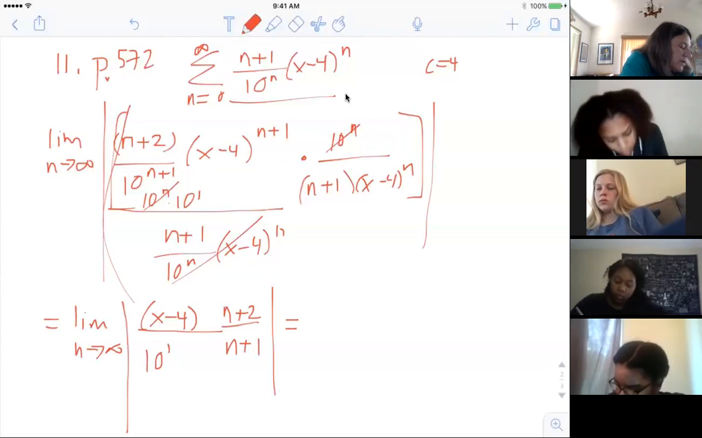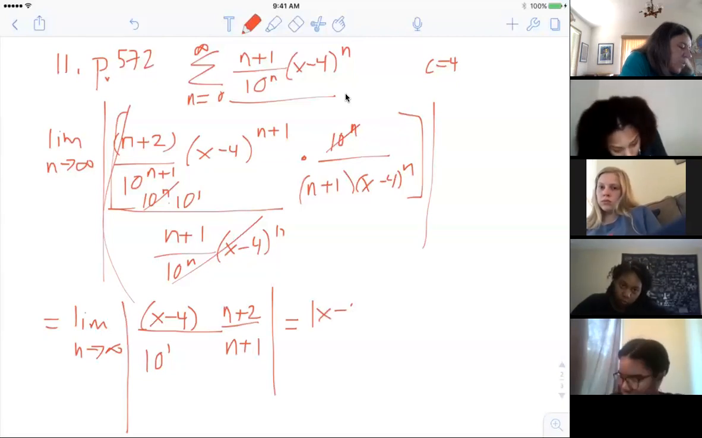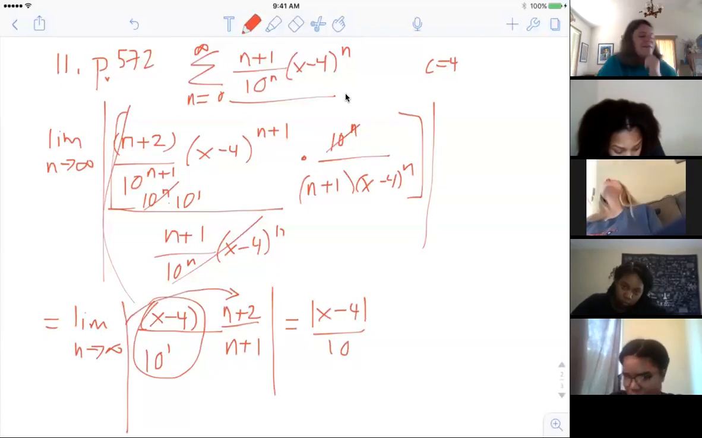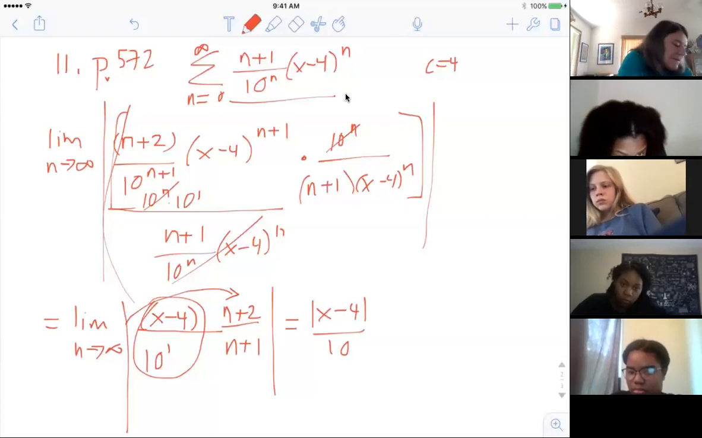Now, I can take out the absolute value of x minus 4 over 10. I can just take that out. It doesn't have any n's in it, so this is not going to affect the limit. And then take the limit of n plus 2 over n plus 1. And what's the limit of that? 1. 1, okay. So the ratio test says this thing converges when that is less than 1.